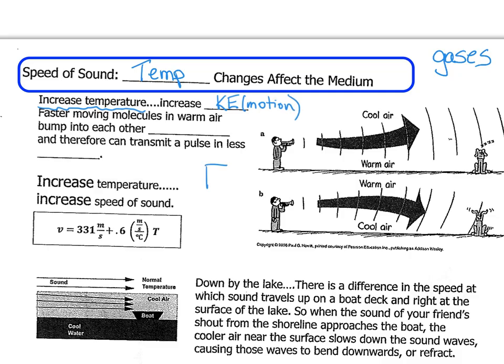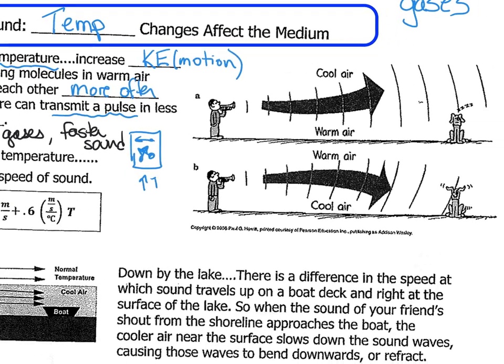Can you picture that? There are a lot of simulations where you can increase the temperature, and these molecules basically get faster velocities. So they have a greater chance of hitting each other. Well, when that happens, they're going to bump into each other more often. If they bump into each other more often, they can transmit a sound pulse in less time. Did you figure out what that means? It means hot gases are faster at transmitting sound. And literally, there's a formula for finding how the velocity and the temperature are related.